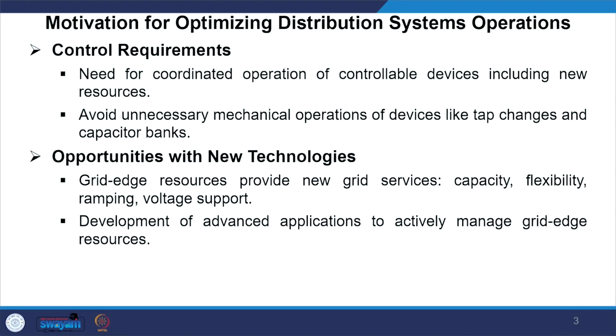Today, there is high penetration of DERs, EVs, bidirectional power flow and smart metering. Variability of renewable generation and demand, occurring stochastically, causes system-level problems: voltage limit violations, increased voltage variability, three-phase voltage unbalance, thermal limit violations. They are becoming new features of the distribution system today. The control requirements are mainly the need for coordinated operation of control devices, including new resources, and avoiding unnecessary mechanical operation of devices like tap changers and capacitor banks.